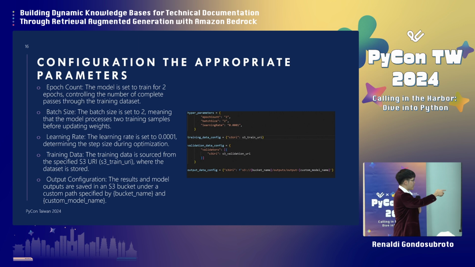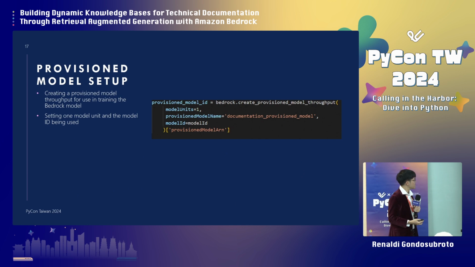And finally, we are declaring an output data config, which essentially shows that the results and the outputs of the model will be saved within the S3 bucket under a customized path that is specified by the bucket name and the custom model name, which you can see being specified there as well. So we then can go into provisioning a particular model.